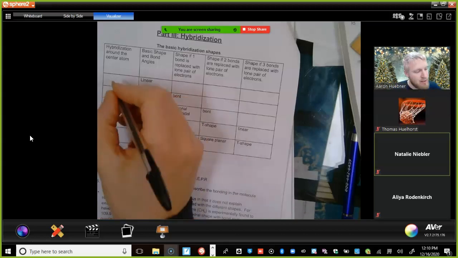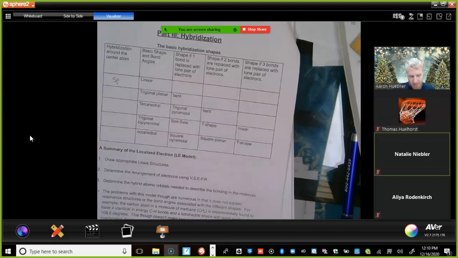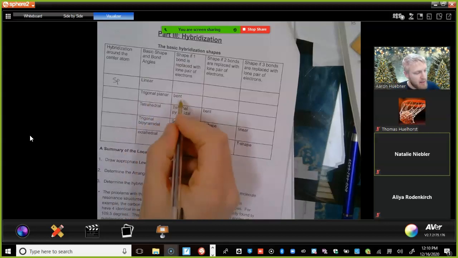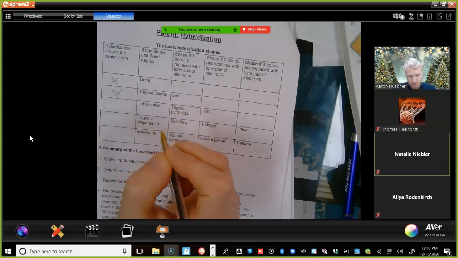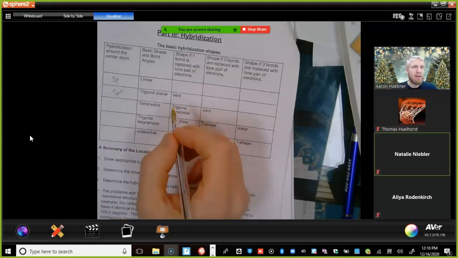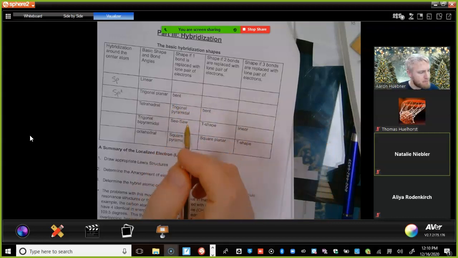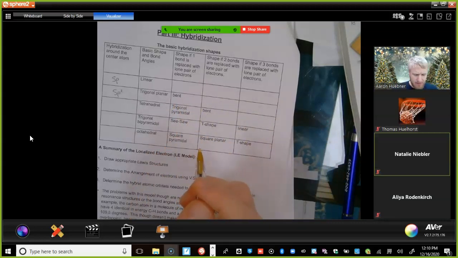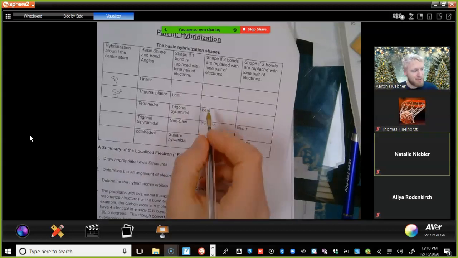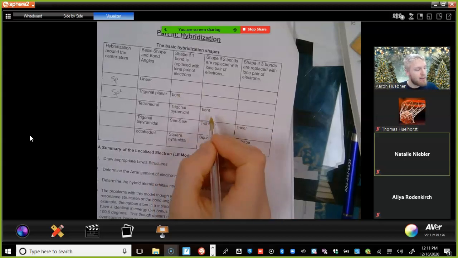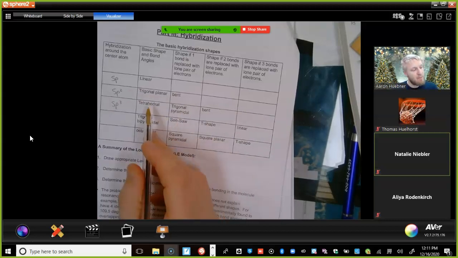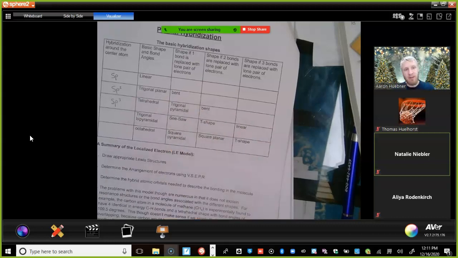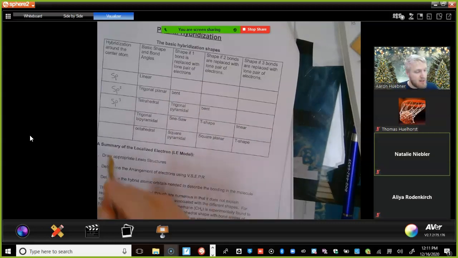So just to review, linear is going to be sp hybridization. Trigonal planar and bent are going to be sp2, providing it's a one lone pair type of bent. Because if it's a two lone pair bent, then it's sp3. Trigonal pyramidal and tetrahedral are sp3 as well.